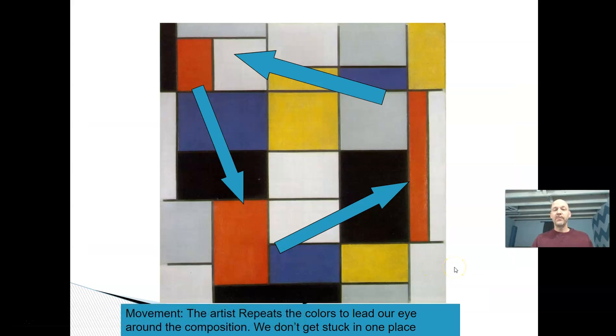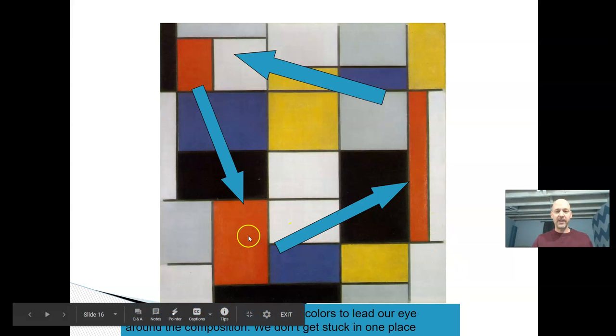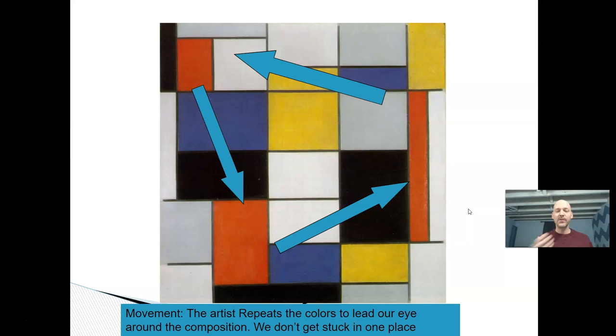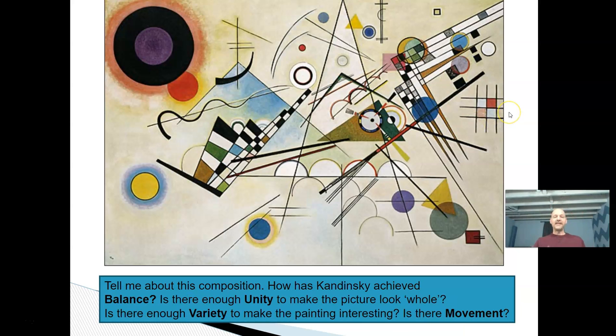Repetition also creates movement because our brain clicks on the things that are the same. Red here, red here, red here. It keeps the eye moving around the painting. You don't get stuck in one spot. You might have a focal point, but you also want to have movement. You don't want to have one spot that's too dominant in the composition.